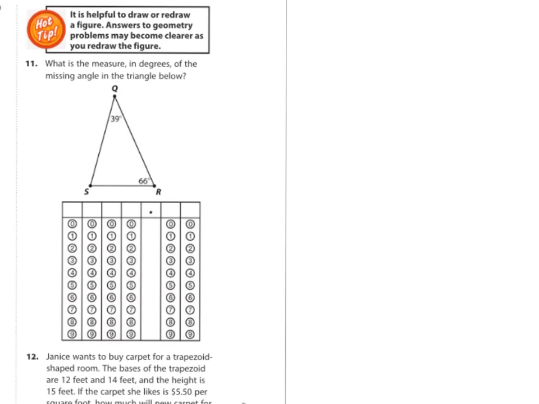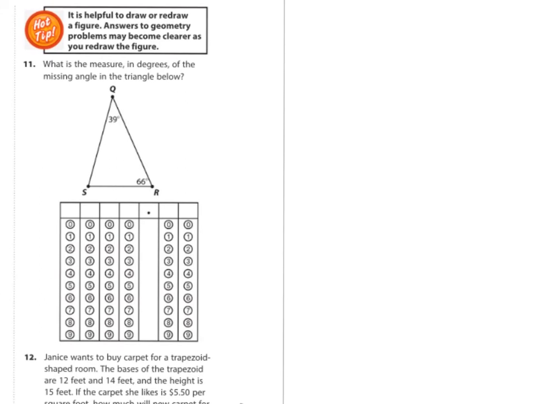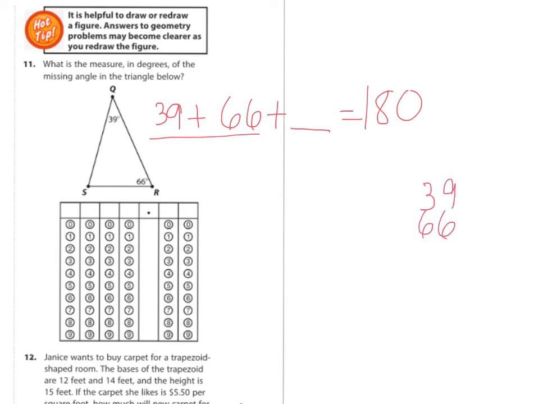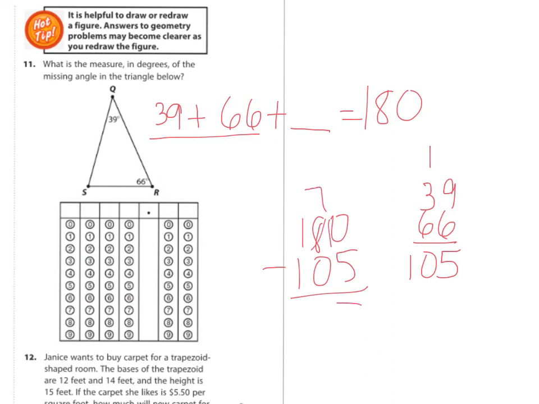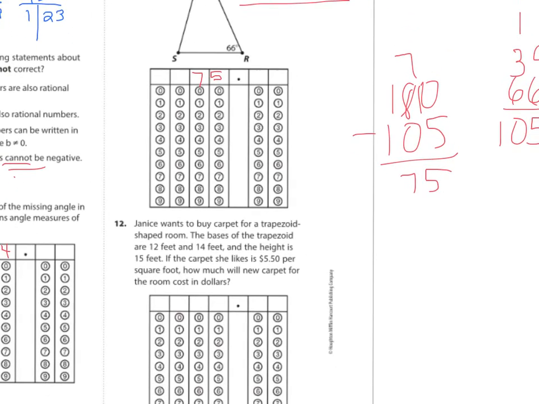What's the measure in degrees of the missing angle below? So we have 39 plus 66 plus something we do not know equals 180. What do we have so far? 39 plus 66 is 105. 180 minus 105 is 75. So that should be here. Okay. And of course you would bubble that in.